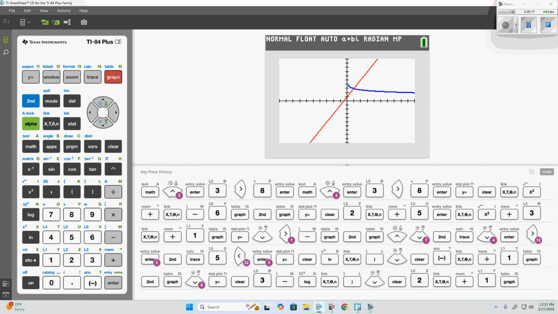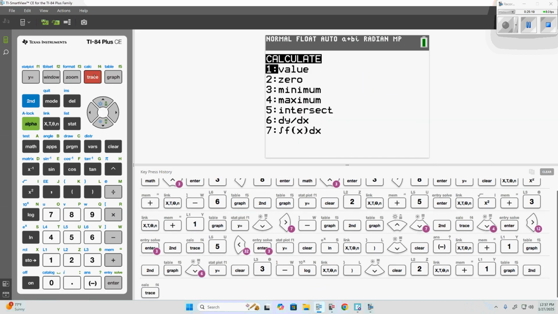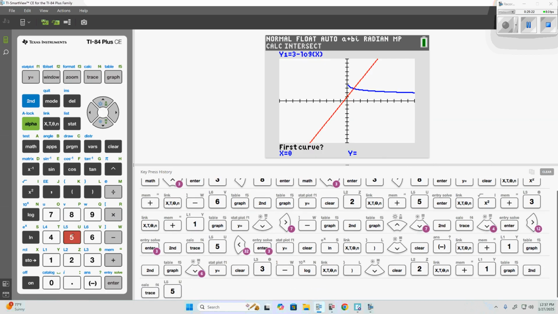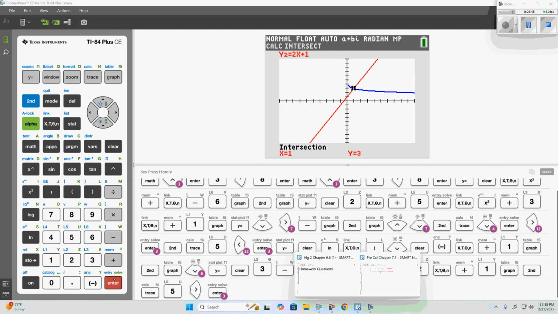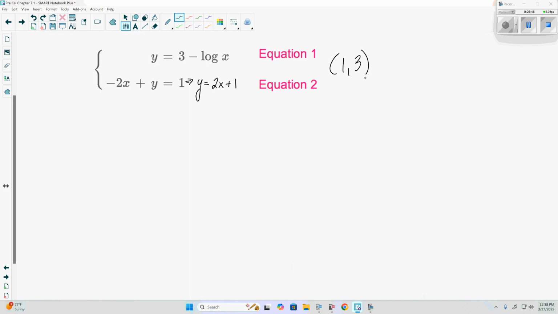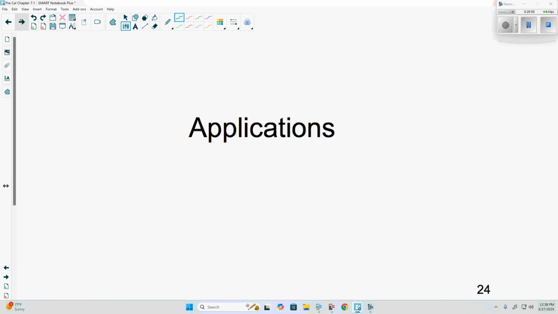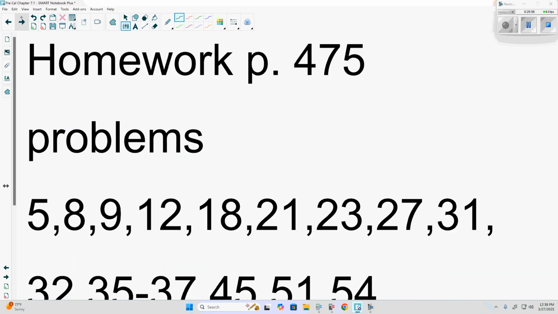Now again, we do have a nice intersection. Now for this one here, we'll go second trace intersection. And the intersection for this here is the point 1, 3. Now, since there was only one intersection, really we just needed the x to show up on both lines, and it's going to find the only intersection point. 1, 3. Questions on this here? That's it.